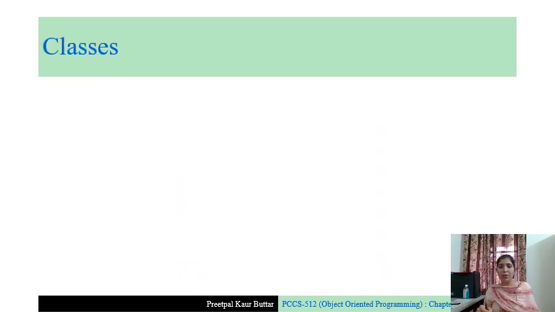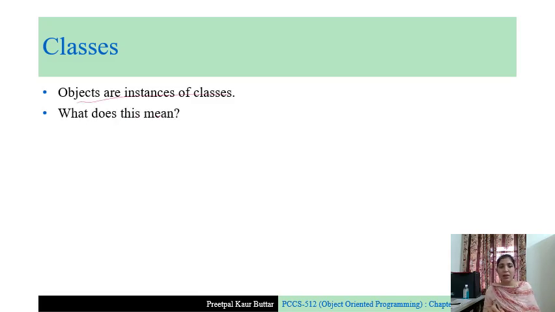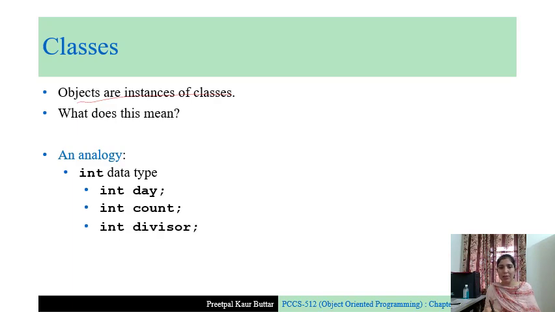Okay. So the next feature is classes. Objects are actually the instances of classes. What does this mean? We can explain it with the help of an analogy. For example, you might be knowing about the int data type which exists there in the C language. So using int data type, we can create as many variables of type int. For example, int day, int count, int divisor.